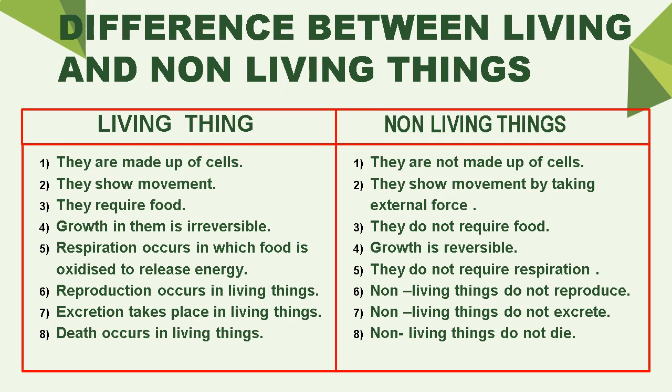Reproduction occurs in living things. Non-living things do not reproduce. Excretion takes place in living things. Living things use specific organs for the excretion process, while non-living things do not excrete. Death occurs in living things, while non-living things do not die. So children, let's discuss each and every characteristic in detail.